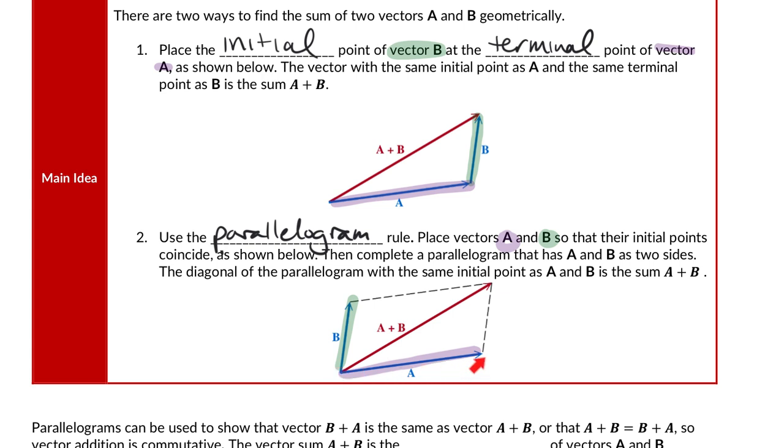If you look on the outsides and we connected the dots, this would make a parallelogram. Therefore, if you think about it geometrically this way, the diagonal of the parallelogram is this same vector that we had up here making the triangle. So you can think of this either as what I'm calling the triangle method or the parallelogram method. Either way, that's how you do the sum of two vectors.